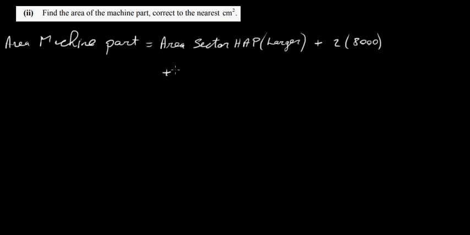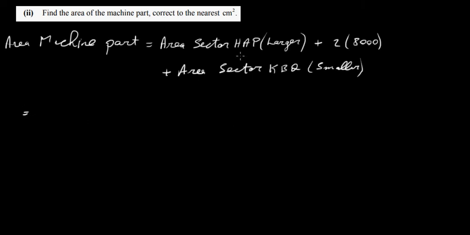Then we're going to add also the area of sector for the small circle, and that was KBQ. This is the smaller circle. So that's what we're going to do. So let's work all this out.